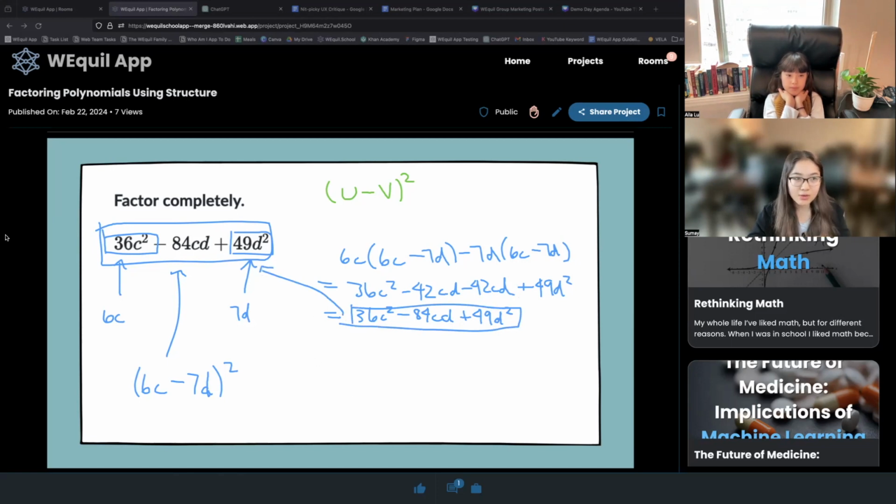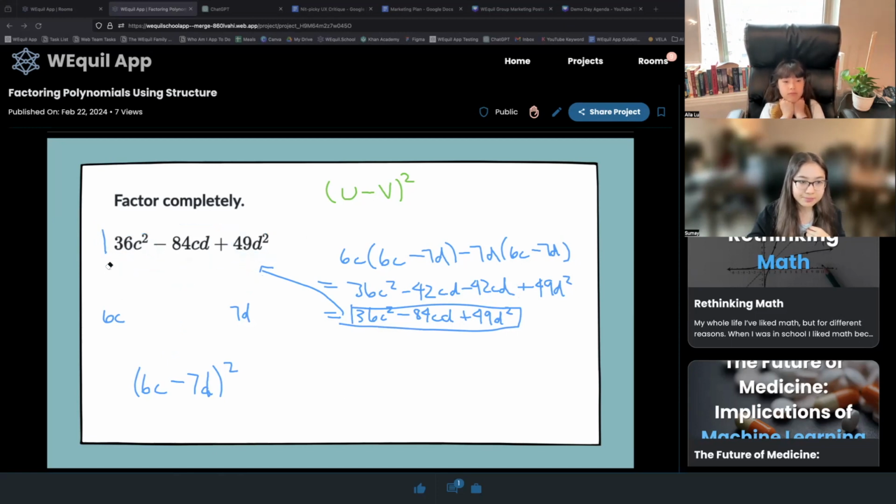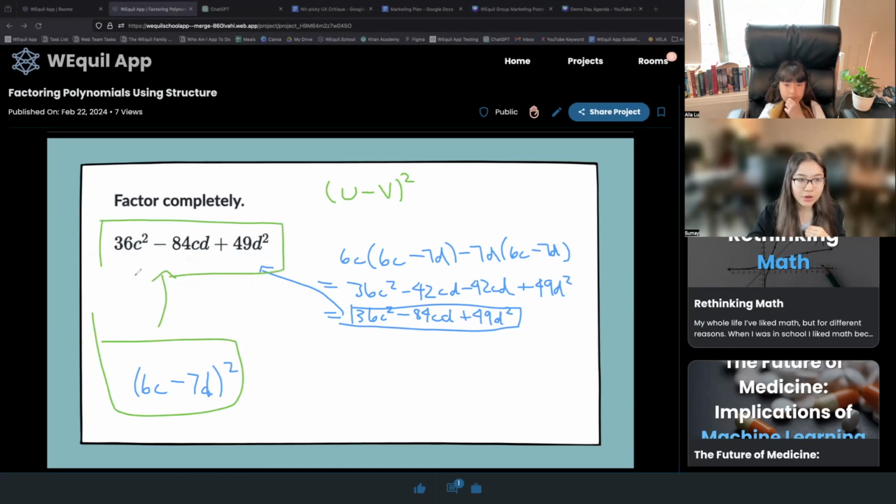So basically what we came to is that this term here is the exact same as this term. See? So that's how we can easily factor.